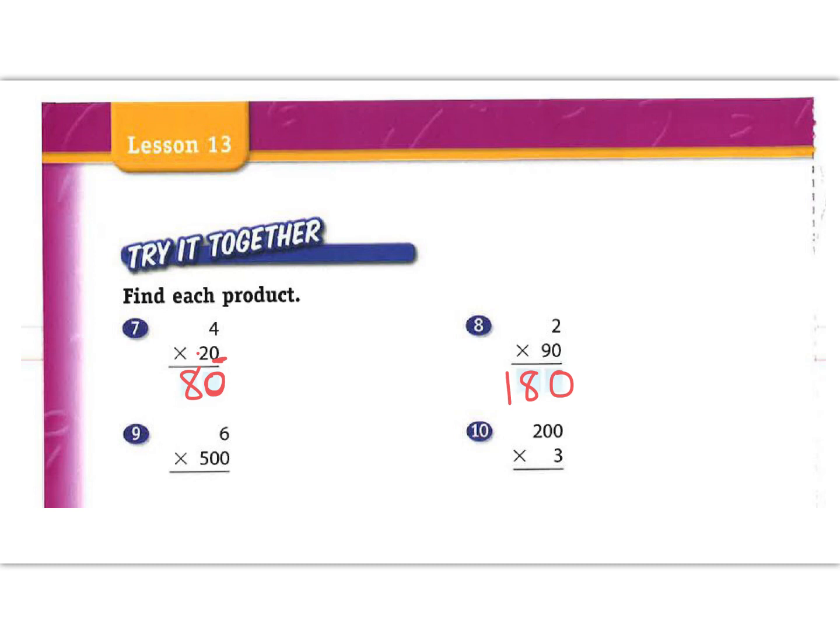Here on number 9, we have 6 times 500. We have 2 zeros, and then we would do 5 times 6 is 30, so we would write that out. So 6 times 500 is 3,000. And then the last one, 200 times 3, we have 2 zeros, and then 3 times 2 is 6, so 600.